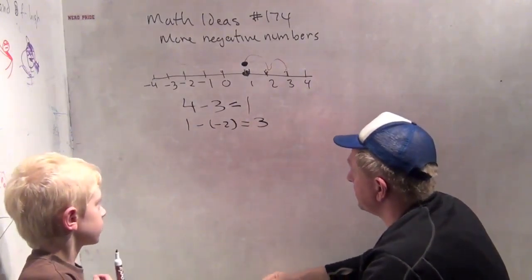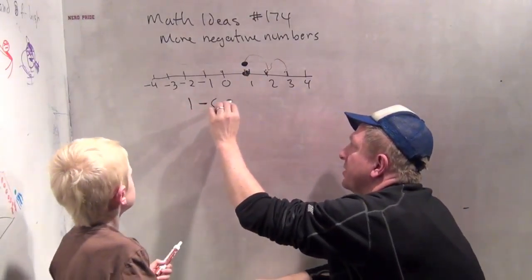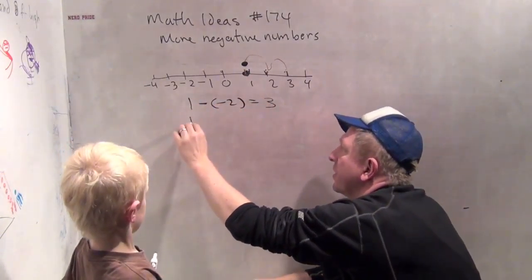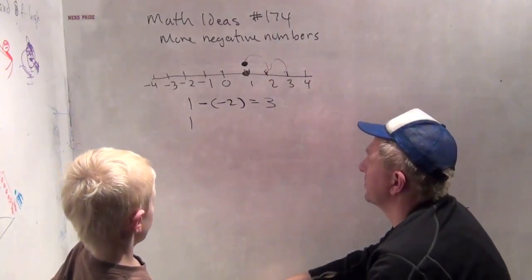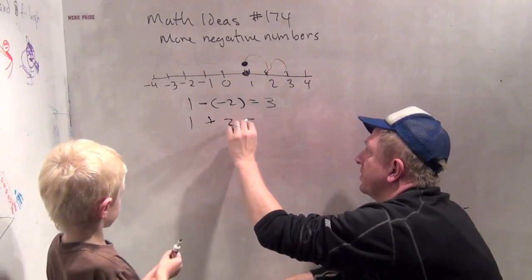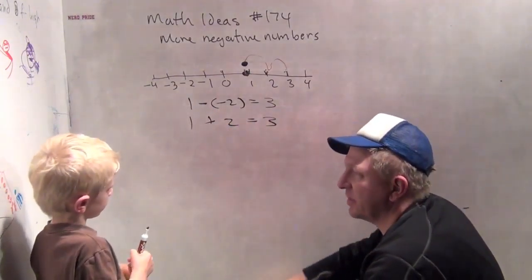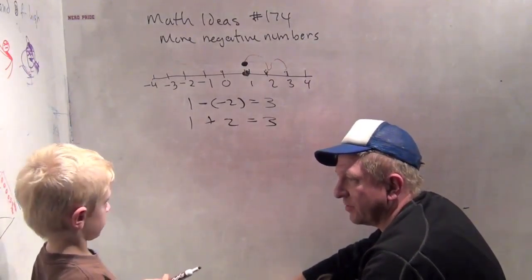Now, that's pretty neat. Let me write that up here. 1 minus minus 2 equals 3. And what's the other way we can get to 3 starting at 1? 1 plus 2 also equals 3. So minus minus 2 is also the same as plus 2. That's interesting.